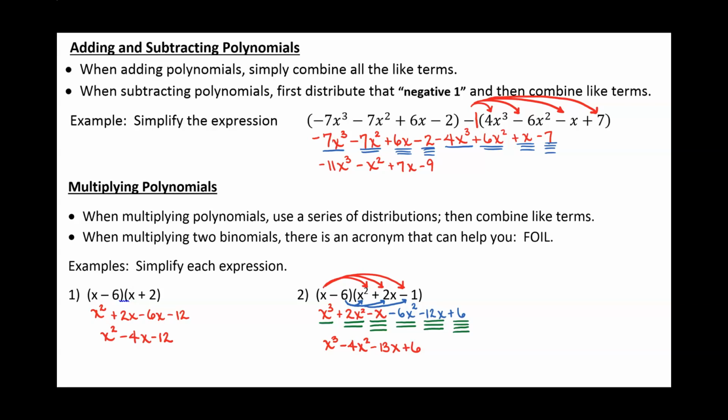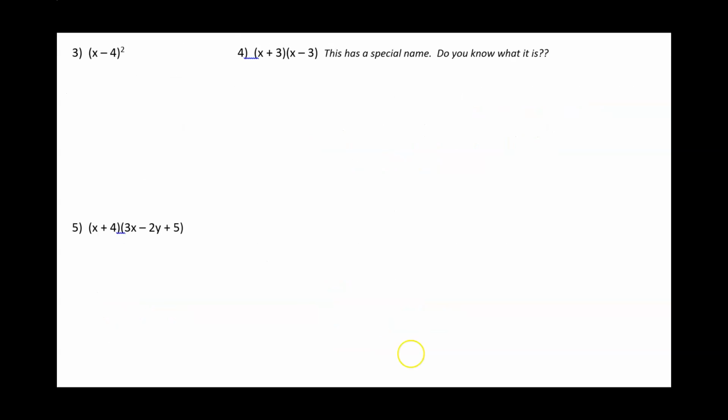Now, another type of problem that we see frequently is something that looks like this, x minus 4 squared. Now, what does x minus 4 squared really mean? It means x minus 4 times x minus 4. So it's a binomial times a binomial. And so we're going to FOIL again.